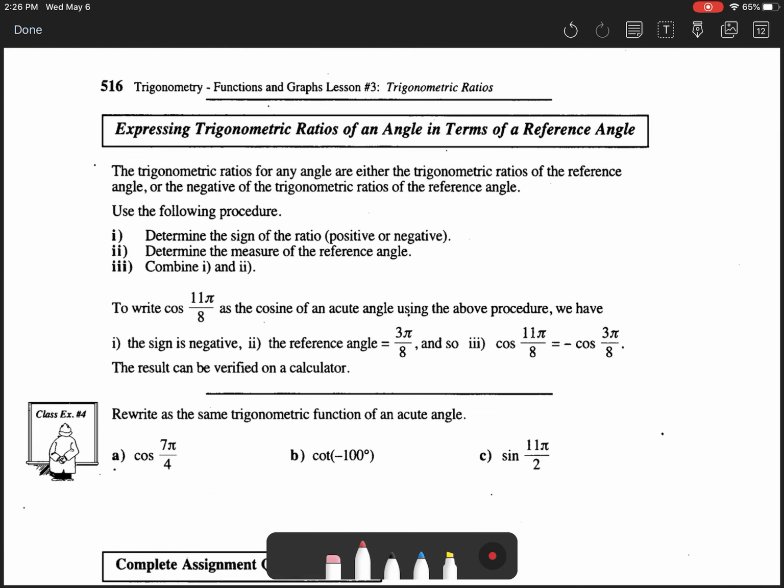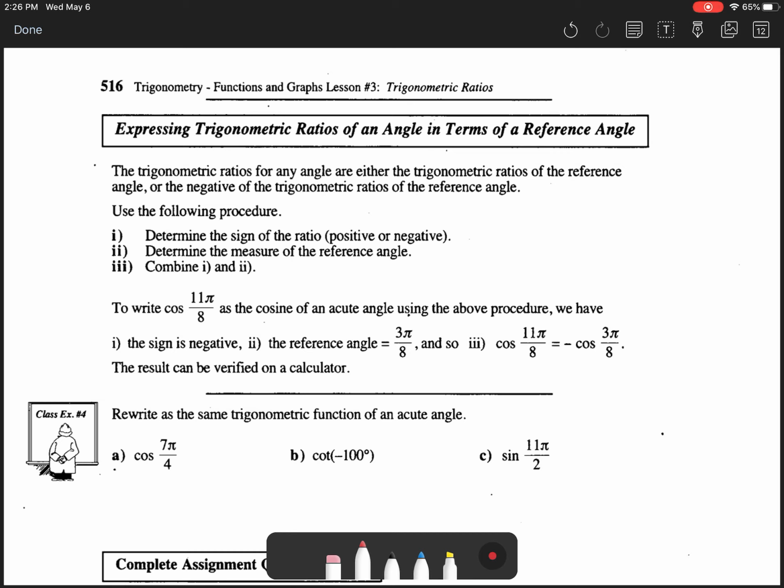Okay, next page. We're getting close to being done. Expressing trig ratios as an angle in terms of a reference angle. So what that means is that when we have angles that are larger than 90, okay, obtuse angles, that go all the way up to, say, 360, full rotations and even larger, we have to use the reference angle because the reference angle is always an acute angle, meaning we can use sine, cosine, and tangent to discuss the characteristics of that massive rotation angle, whatever it is.